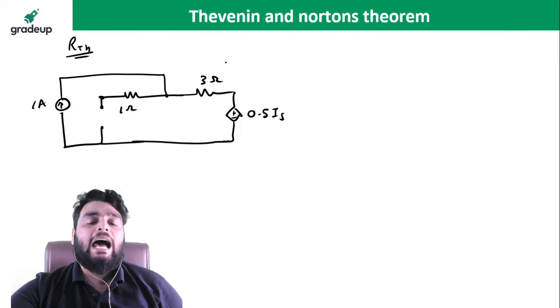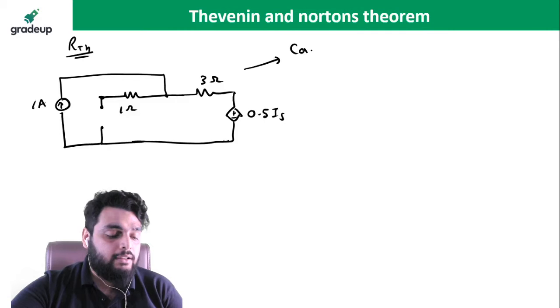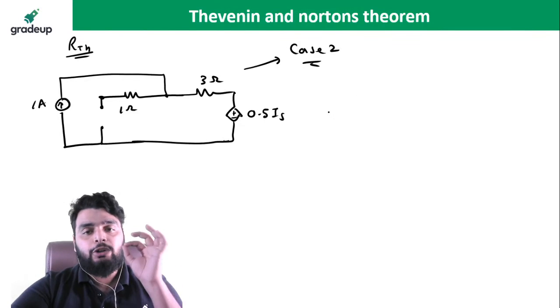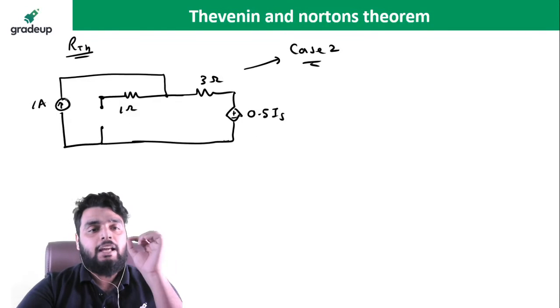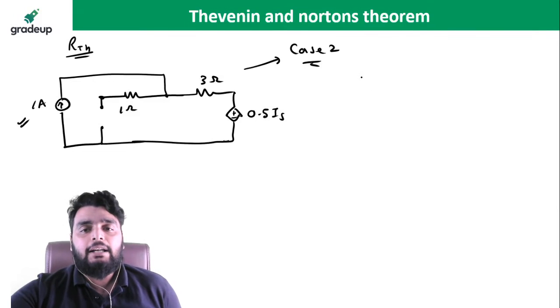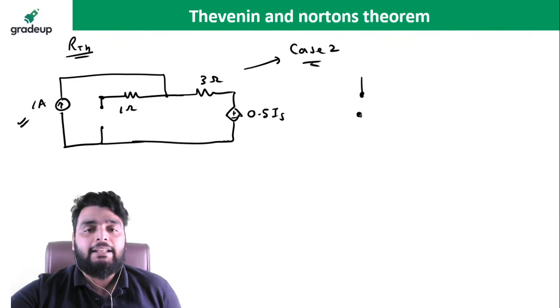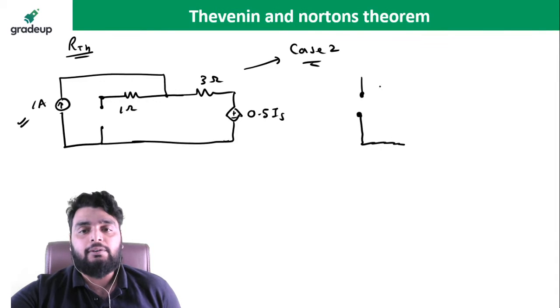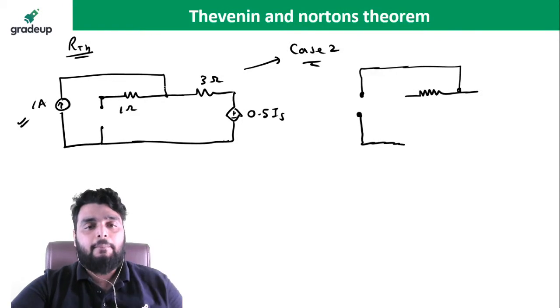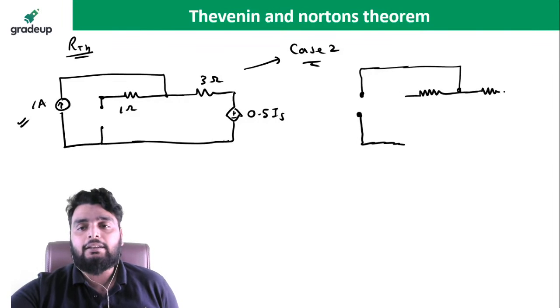Now I can see this is a case 2 question. For a case 2, first of all you need to deactivate the independent source. What is the independent source in the whole network? The 1 ampere. So I need to open circuit the current source. Always remember, current source is open circuit and voltage source is short circuit. But here I have only one independent source, so I just remove the 1 ampere. Now the circuit will look like this one.